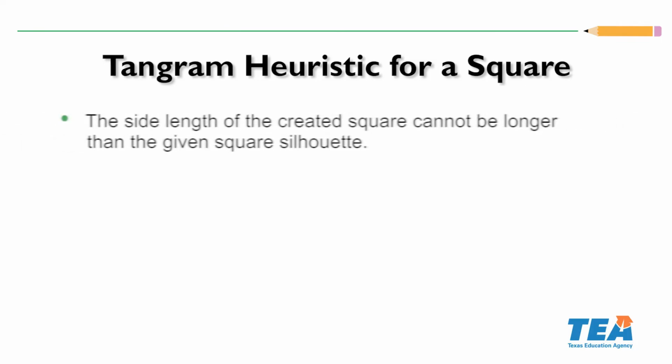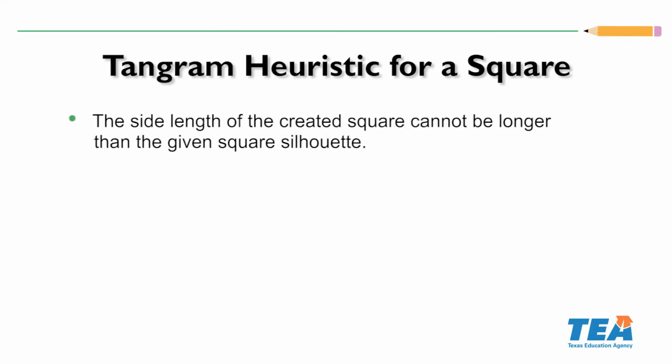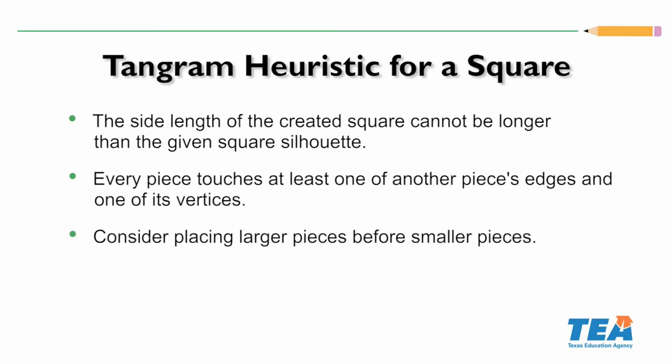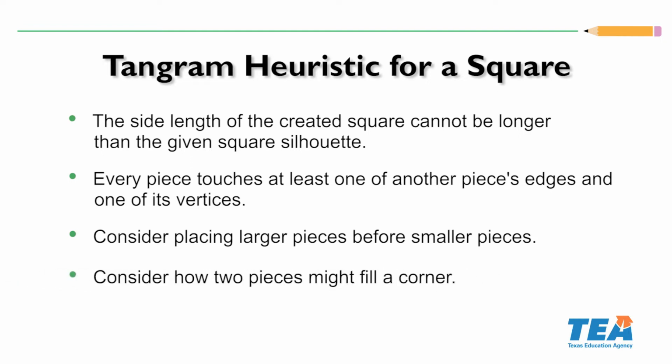The side length of the created square cannot be longer than the given square silhouette. Every piece touches at least one of another piece's edges and one of its vertices. Consider placing larger pieces before smaller pieces. Consider how two pieces might fill a corner. The heuristic provides guidelines for deciding how to arrange the tangrams to form a square. Let's use the heuristic to create a square from Tangram pieces.